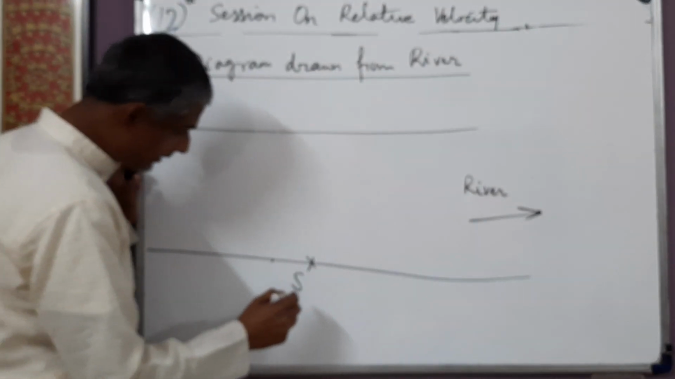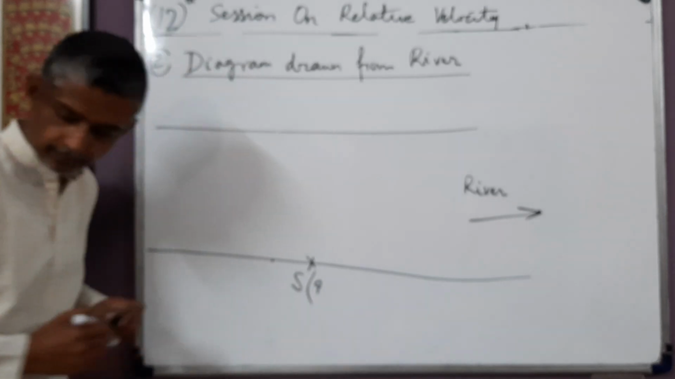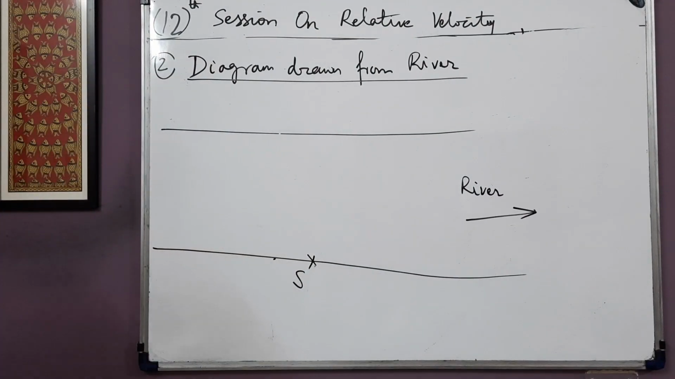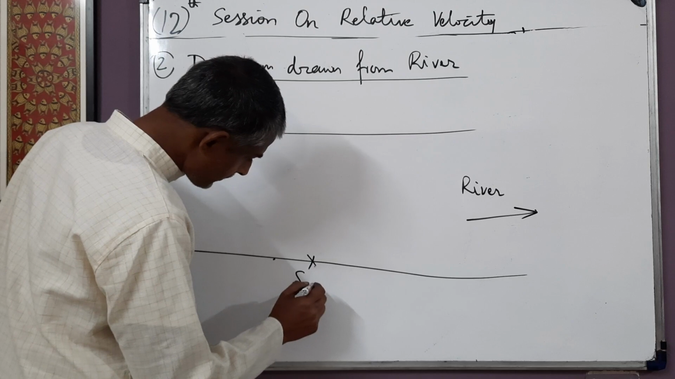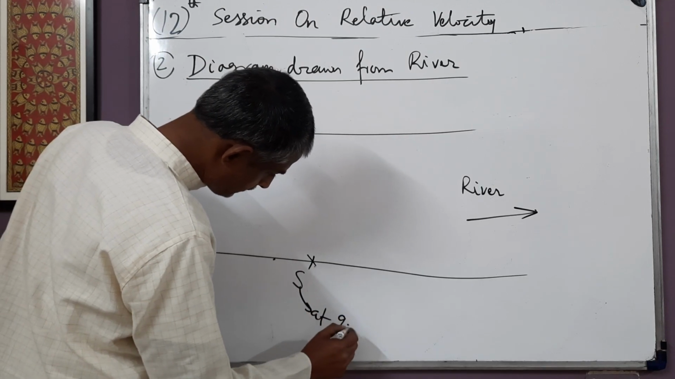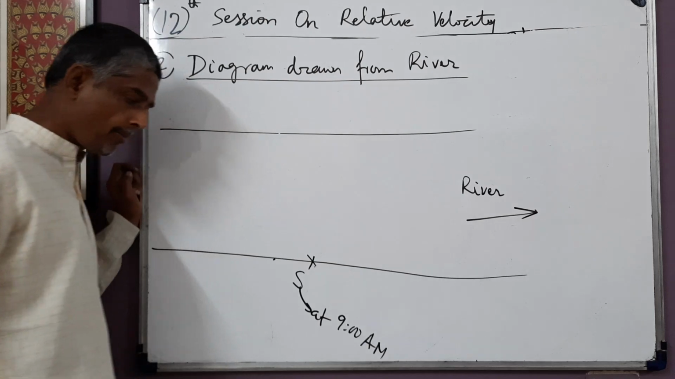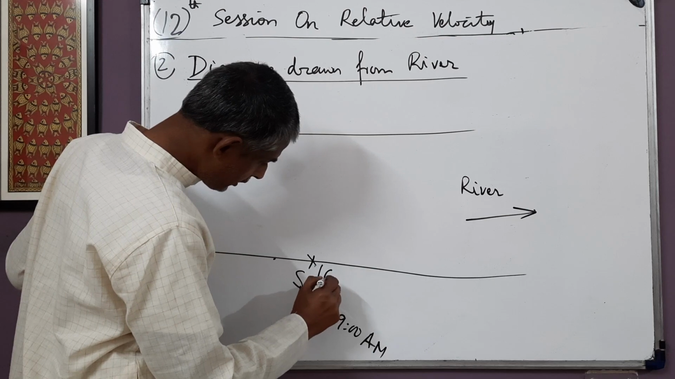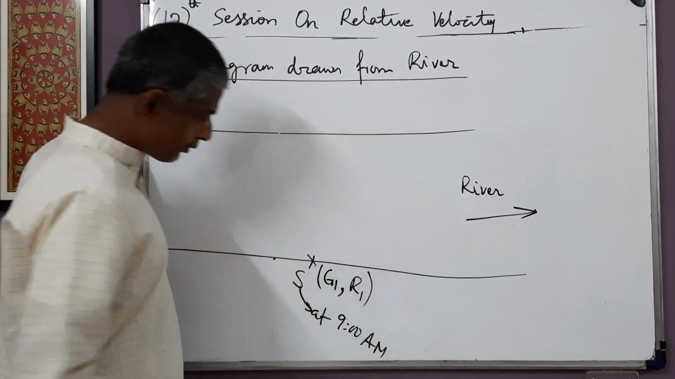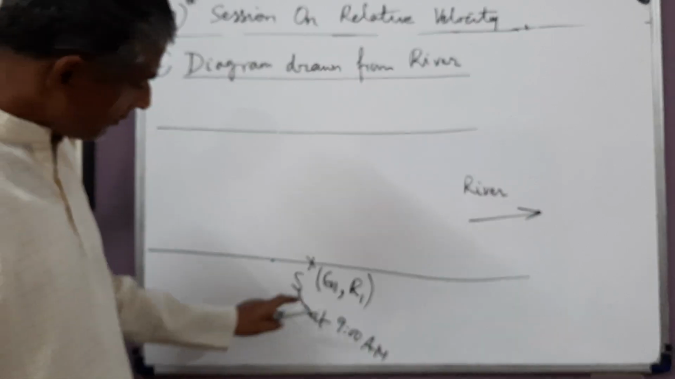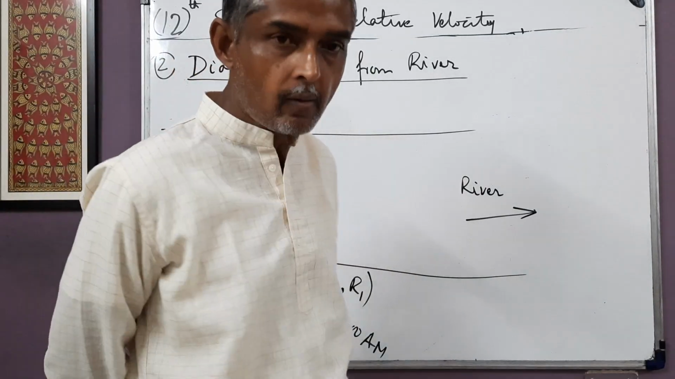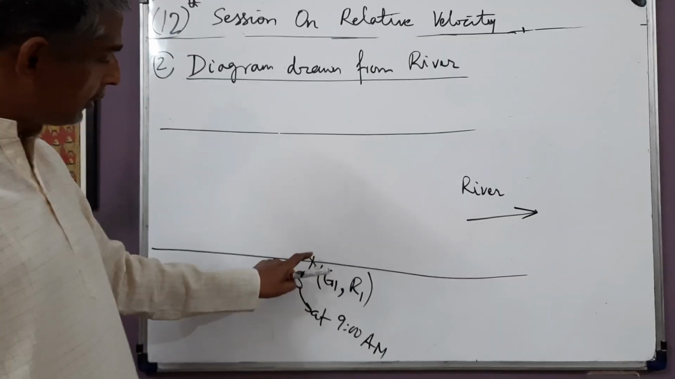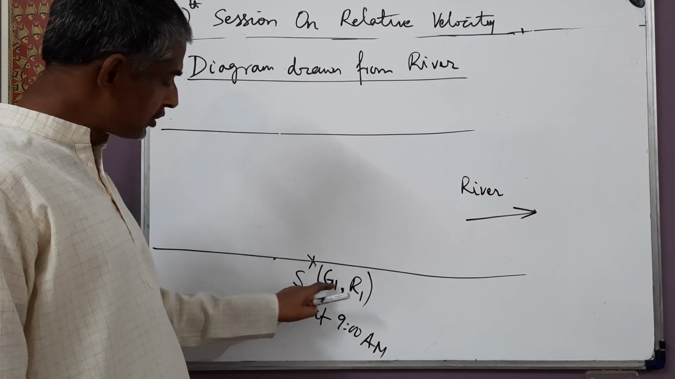Swimmer is somewhere on the south bank at 9 a.m. At 9 a.m. the swimmer occupies location G1 of the ground frame and location R1 of the river frame. This is the situation at 9 a.m. These two locations coincide at 9 a.m.